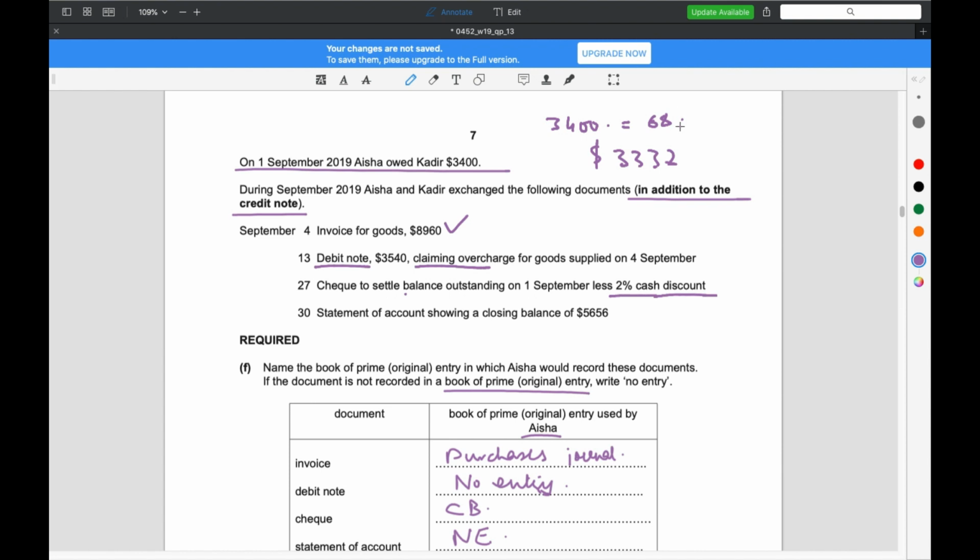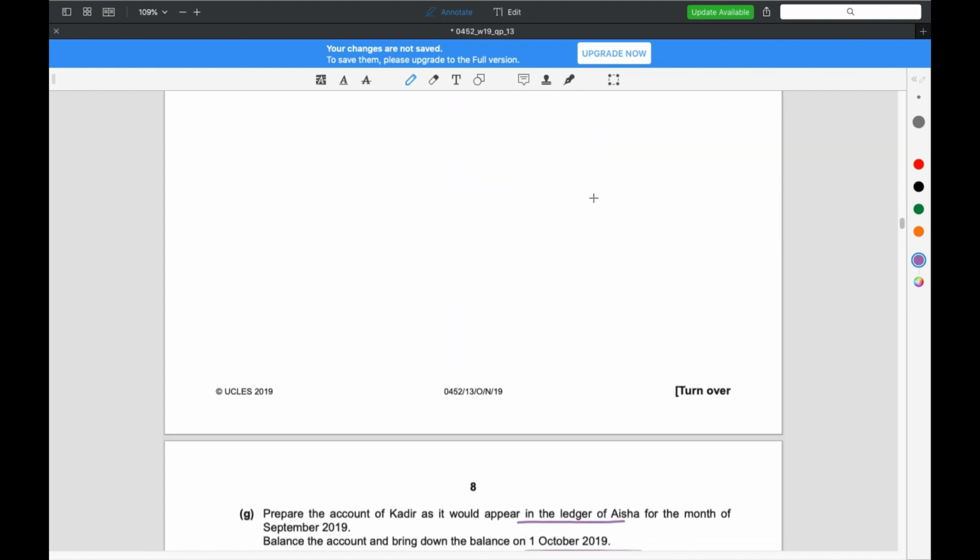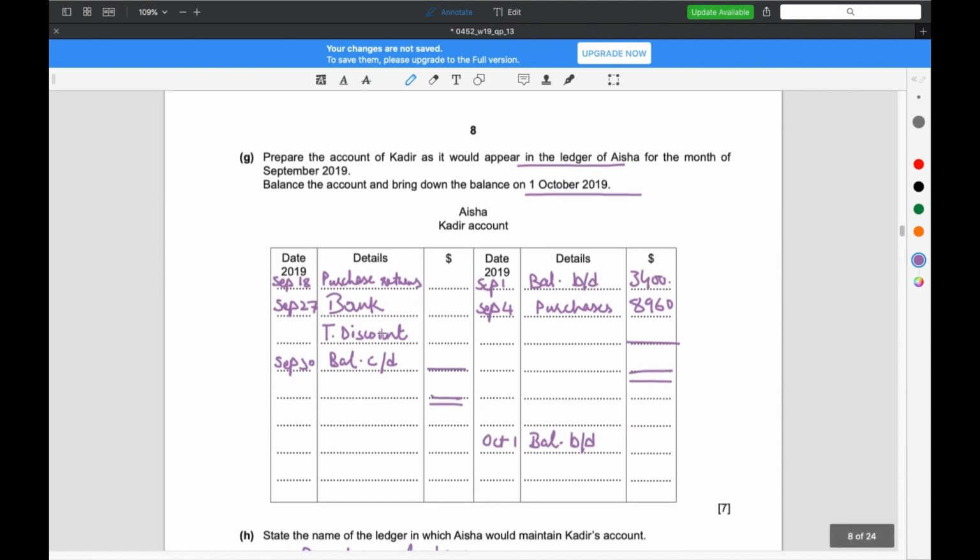Okay, so now discount received, sorry, is an income. So this is going to credit the discount received account and then debit the Kadir account. This is going to be the double entry for this. Okay, so I've written it down everything here.